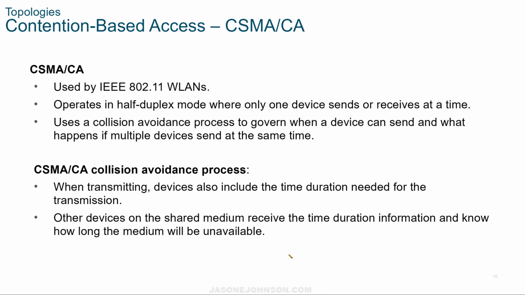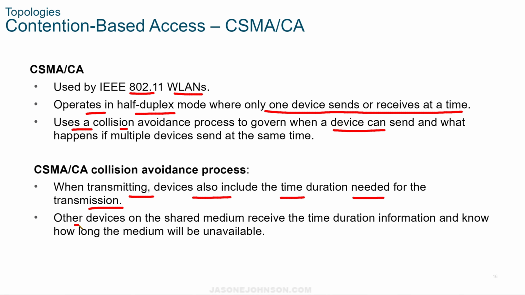CSMA/CA is used by IEEE 802.11 for WLANs. It operates in half duplex mode where only one device sends or receives at a time. It uses a collision avoidance process to govern when the device can send. When transmitting, devices include the time duration needed for the transmission, and then other devices on the shared medium receive the time duration information, and they know how long the medium will be unavailable.